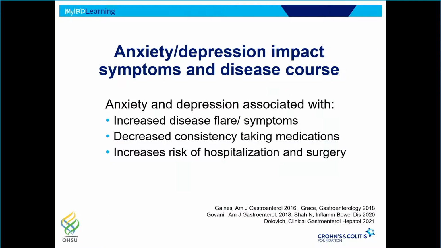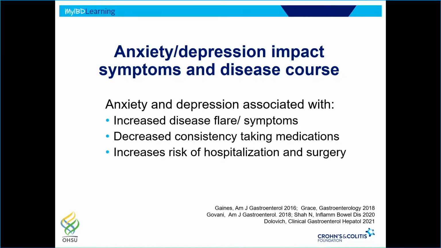Anxiety and depression can actually impact symptoms and disease course. So anxiety and depression are associated with increased disease flare and symptoms. And it's hard to know whether this is chicken or egg, right? Obviously, when you're not feeling well physically, it's hard to feel well mentally. Patients who have depression and anxiety had decreased consistency taking their medications, which can obviously affect how well the inflammation is controlled. And then anxiety and depression increases the risk of hospitalization and surgery. So these are really important issues to address.